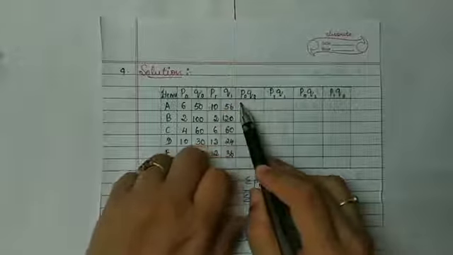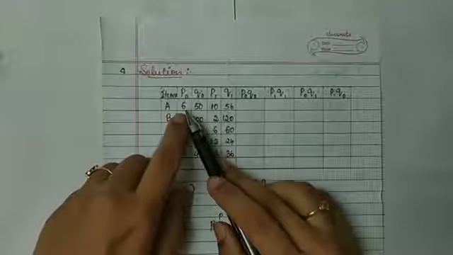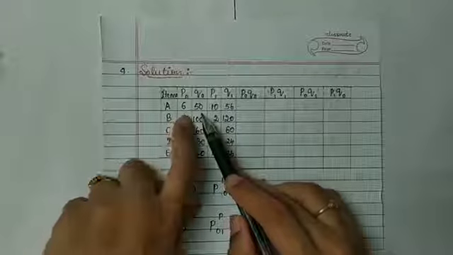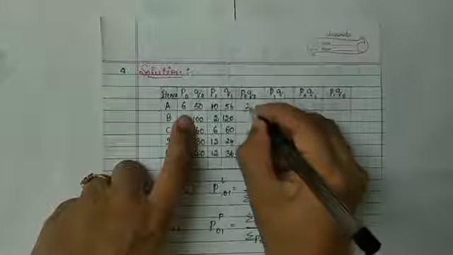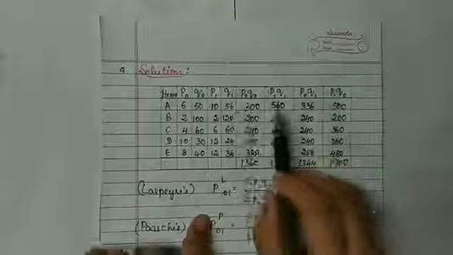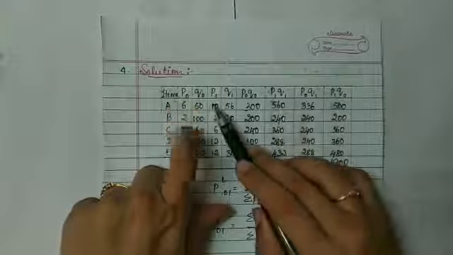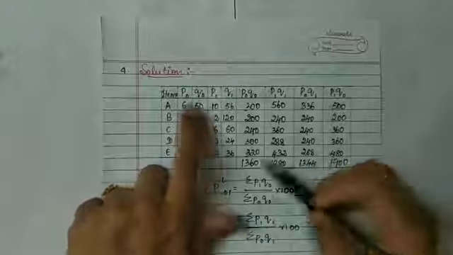So first columns for P0 Q0, P1 Q1, P0 Q1, P1 Q0. How to calculate P0 Q0? P0 Q0 is nothing but P0 into Q0. So P0 is this and here is Q0. You have to multiply 6 into 50, that is 300. In the same way, let us calculate the remaining. I am done with the calculation of all the four items. P1 Q1 is P1 multiplied by Q1, P0 Q1 is P0 and Q1, P1 Q0 is P1 and Q0. And after that, total it.